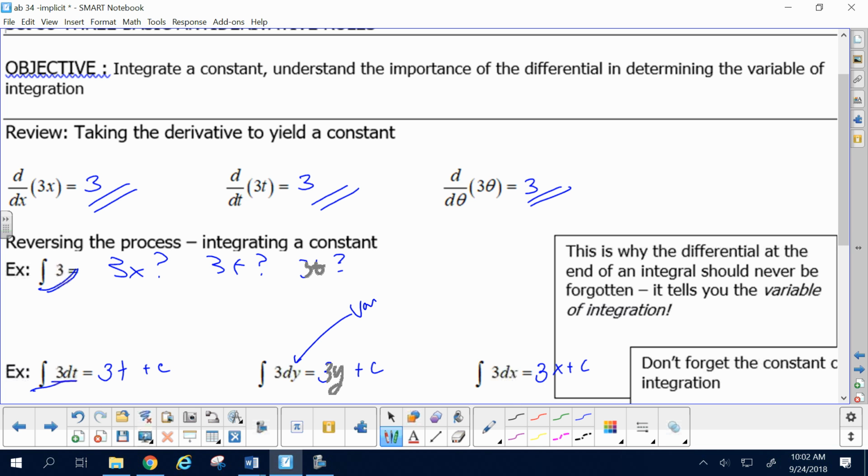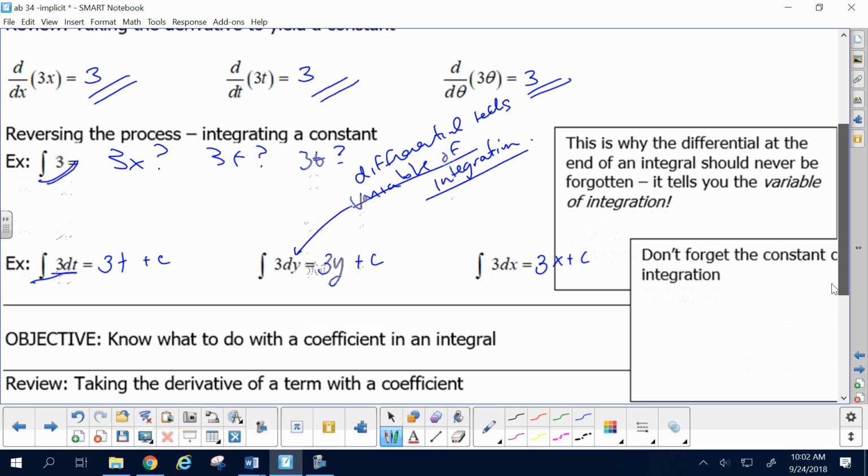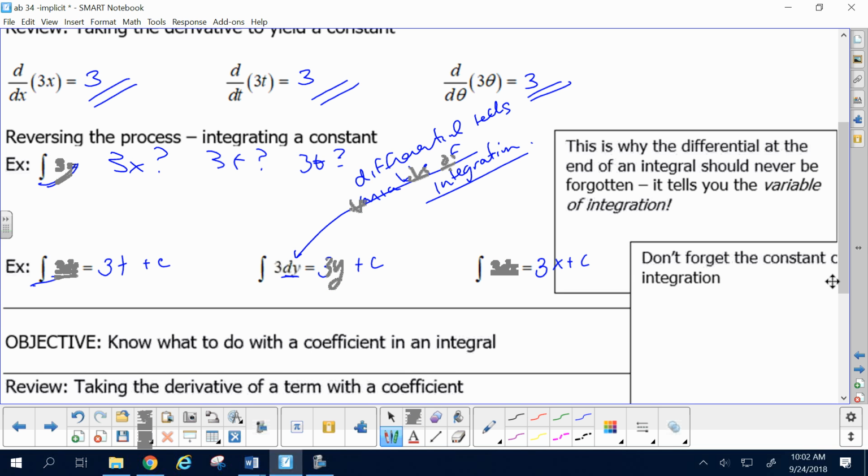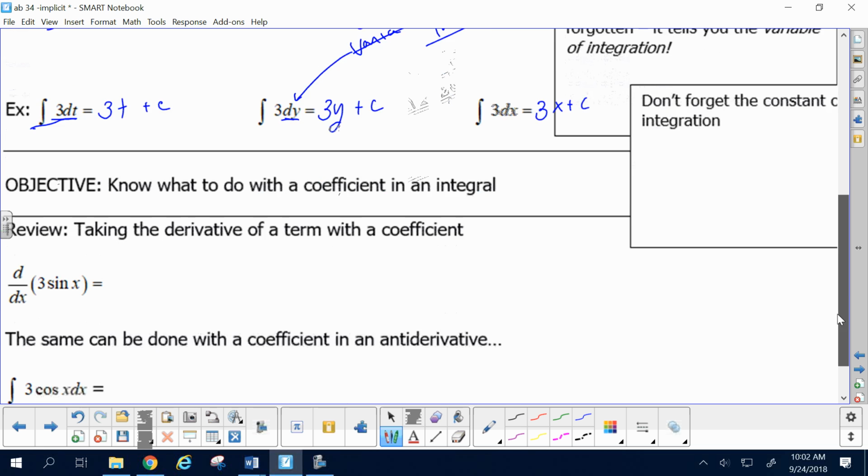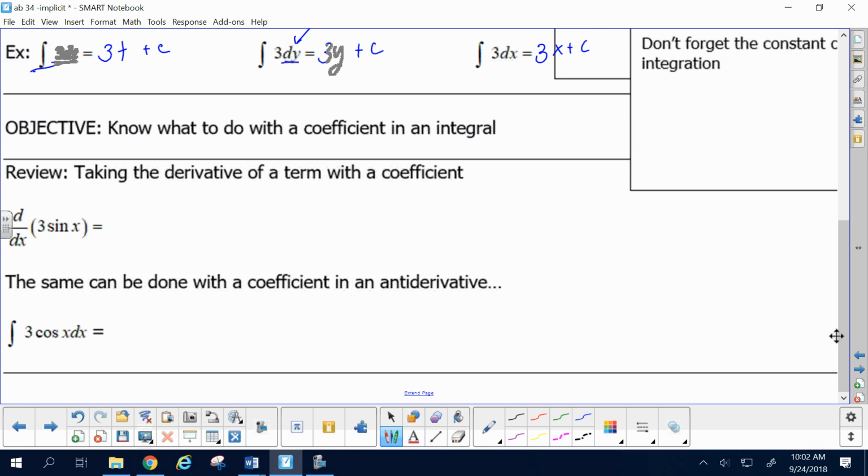This is the differential. The differential tells the variable of integration, or what the variable was taken with respect to when they took the derivative. I'm kind of crazy picky about that, in that I will count off on a test or a quiz if you don't have that differential there. It's crucial, all right? Now, second idea, know what to do with the coefficient in an integral.